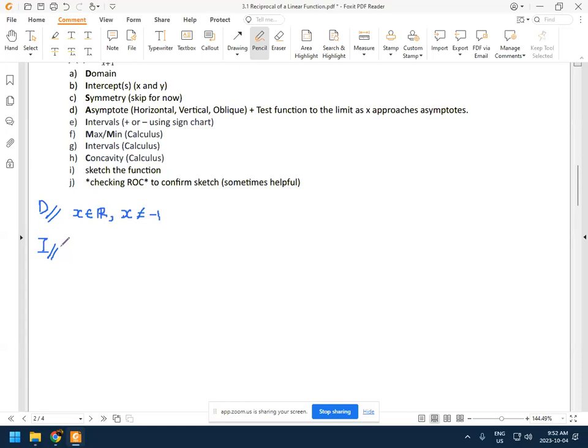Let's do the easy one. The y-intercept is when x equals 0. So what is f at 0? 1 over 0 plus 1 equals 1. Therefore, my y-intercept is 0, 1.